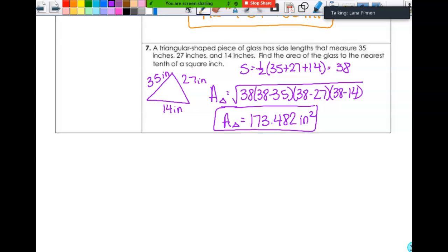Okay, tell me what's wrong about my answer in number 7. Because none of y'all caught it. It says to the nearest tenth. I didn't read my own directions. It says nearest tenth. We even talked about that, unless it says otherwise. It says otherwise. So our answer is actually: area of the triangle equals 173.5 inches squared. Dang it. There you go.